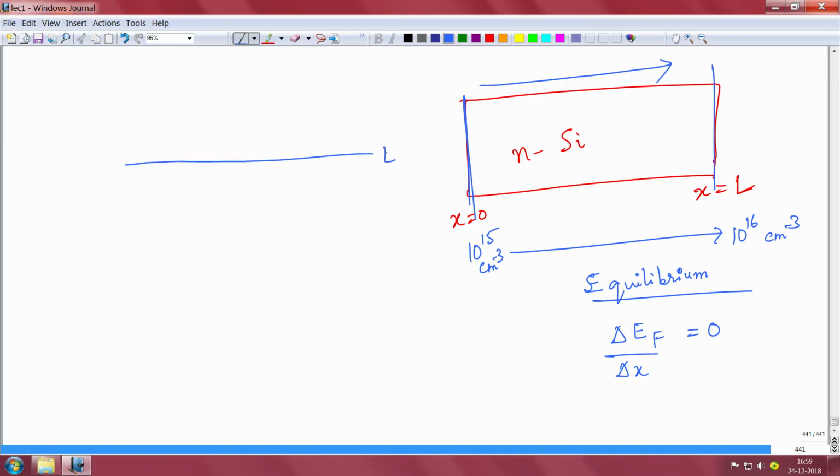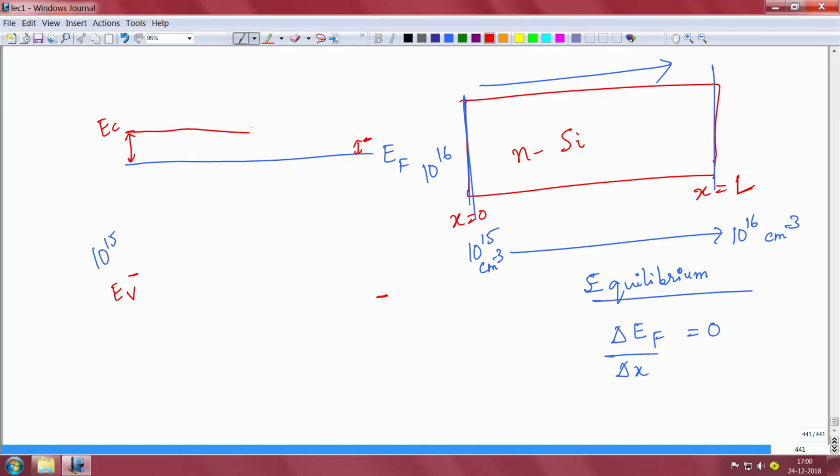So the Fermi level is constant. Assume this is the Fermi level and it is constant. I know that at the left side the doping is 10 to the power 15, so there will be some distance to the conduction band, and then this is the valence band, for example. Now on the right side the doping is 10 to the power 16, which means the conduction band and Fermi level will become closer. So the conduction band will be here, the valence band probably here. This spacing between conduction band and Fermi level will become lower because the doping has increased. If the doping is lower, then this spacing will be more. You remember that? But because of equilibrium, the Fermi level cannot change.